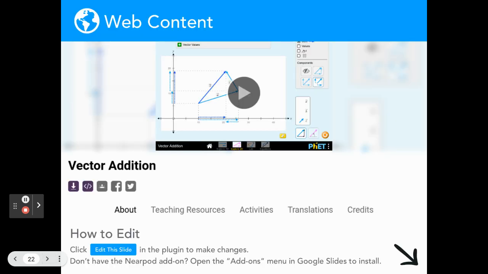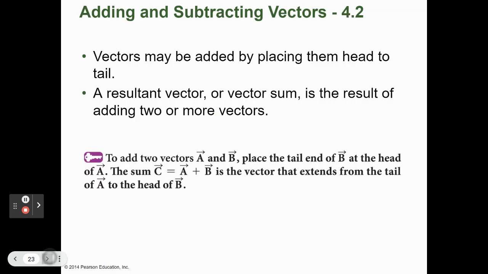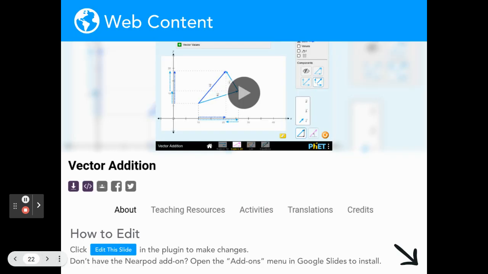I think that is going to do it. I believe that does it for this first section. Adding and subtracting vectors is section 2.